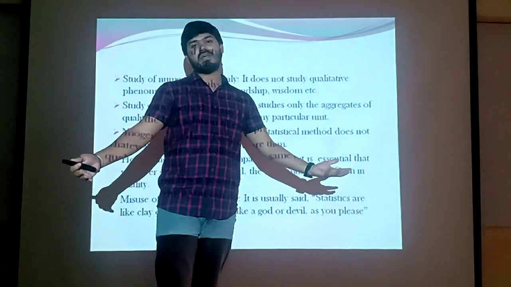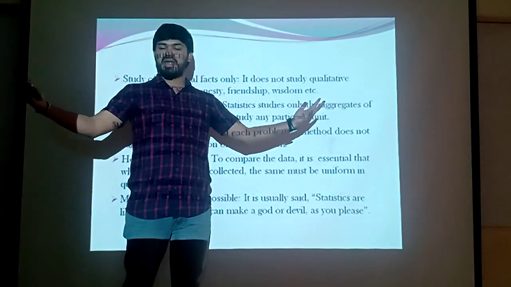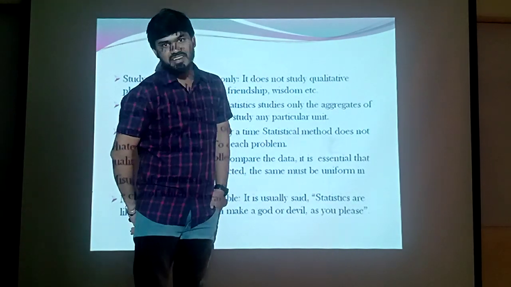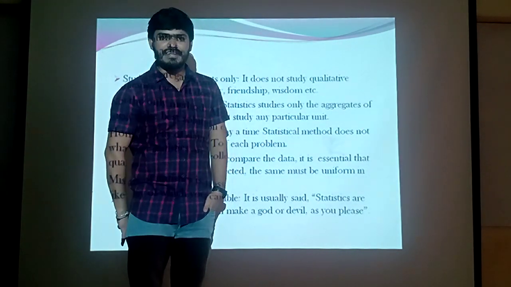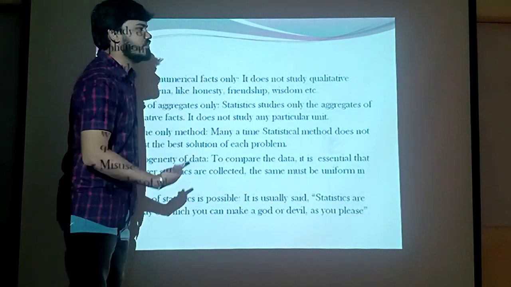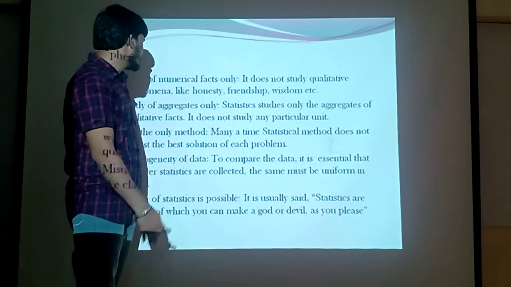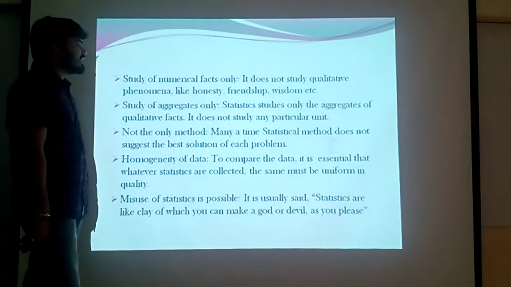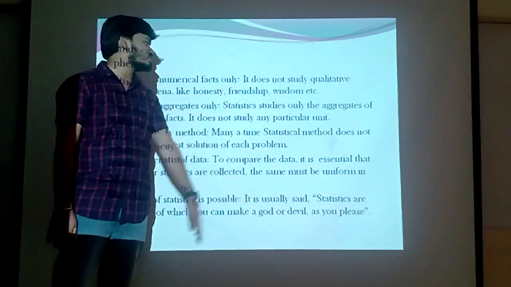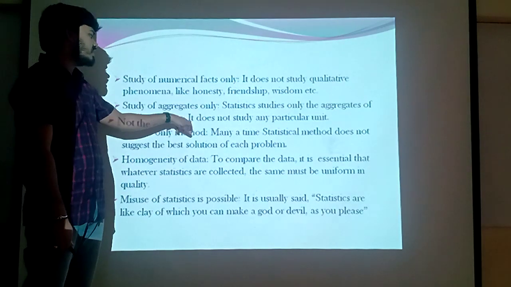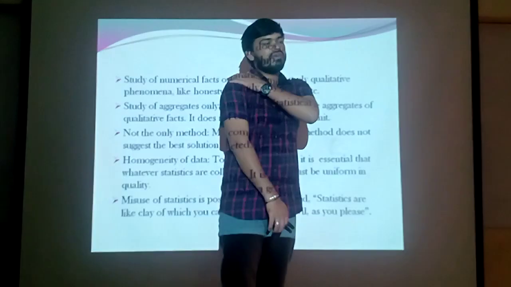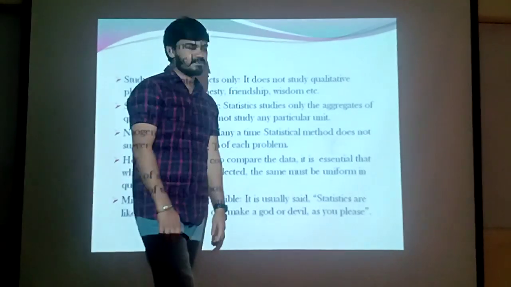We can say that it's good or bad. We can say that it's good, better. How can you say that our friendship level is 84%, or 7.9 average? It's highly impossible, right? So for some qualitative data or qualitative attributes, we can't use the statistical measures. Statistics studies aggregates only. Statistics studies only the aggregates of a fact. It does not study any particular unit. It does not take an indivisible unit, it will take the aggregate level only.